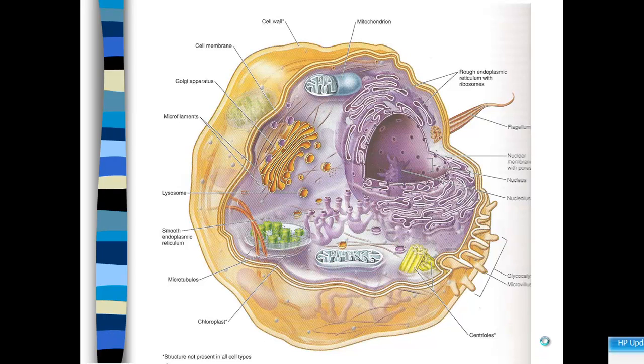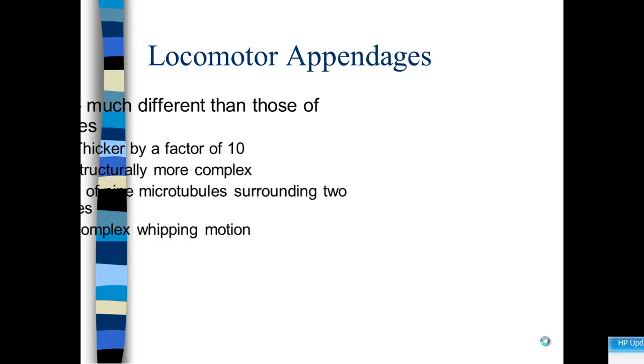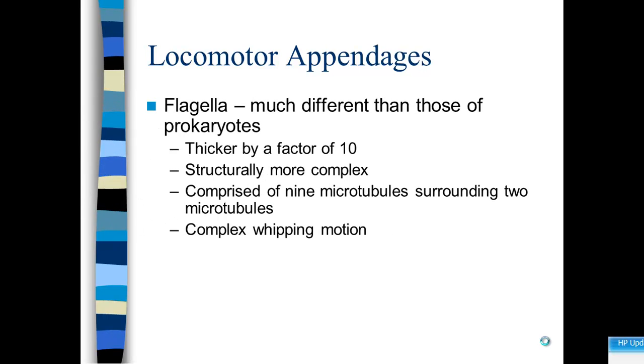Do you see a membrane-bound nucleus? And definitely organelles. This particular cell has a cell wall. You do not see cell walls in animal cells. We are not rigid. We need flexibility. So we'll start with appendages.